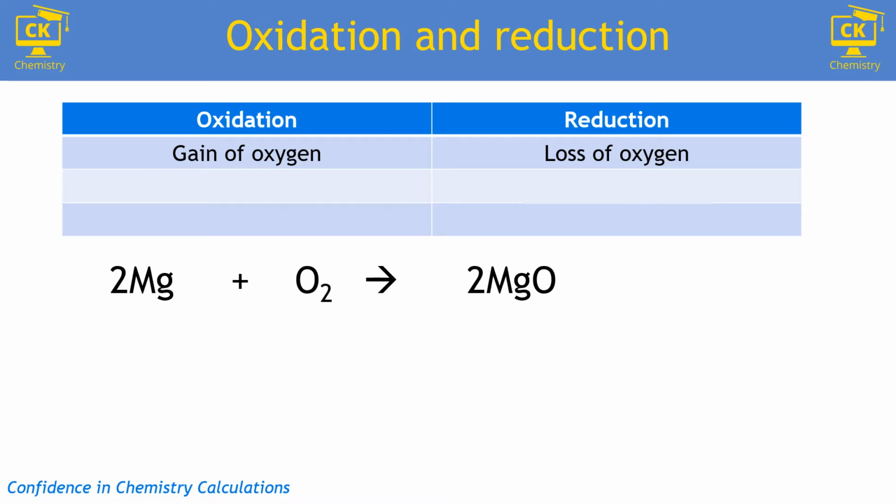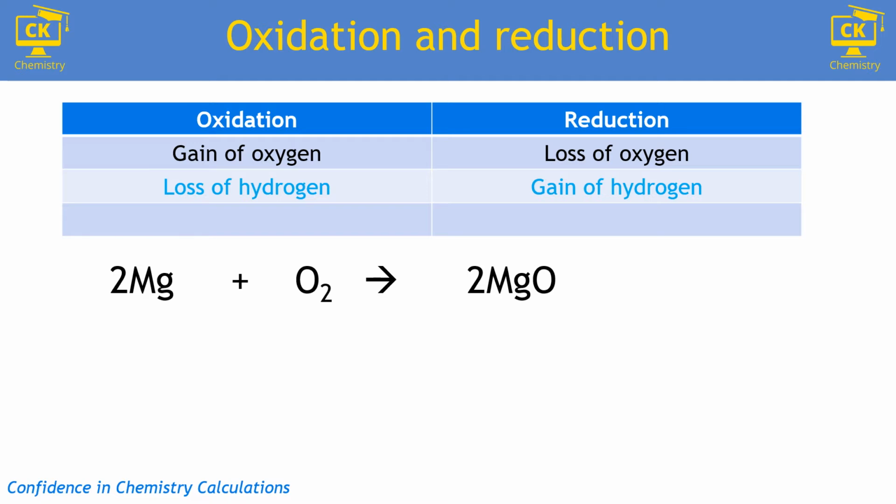At A level, actually, the gain of oxygen and loss of oxygen is really going to be mainly concentrated on in an organic chemistry context. And the other thing that we will talk about in organic chemistry is that hydrogen being gained is actually reduction, and loss of hydrogen is oxidation. So they are the other way round. Hydrogen and oxygen have different effects when they bond to atoms.